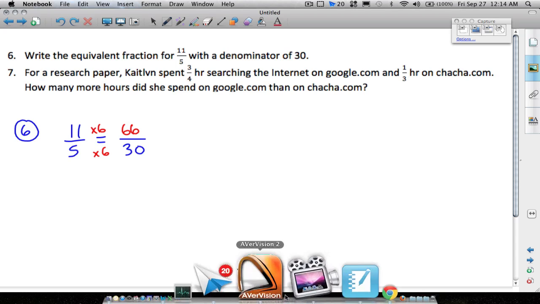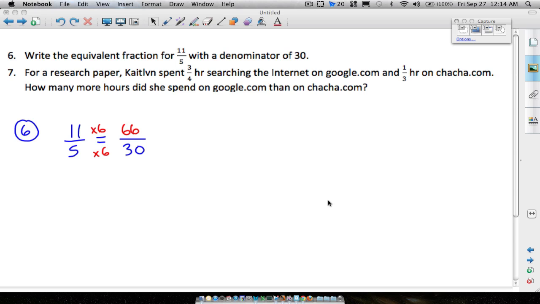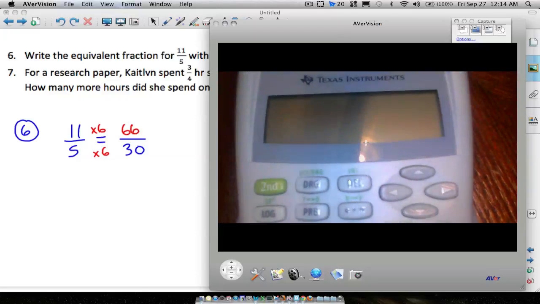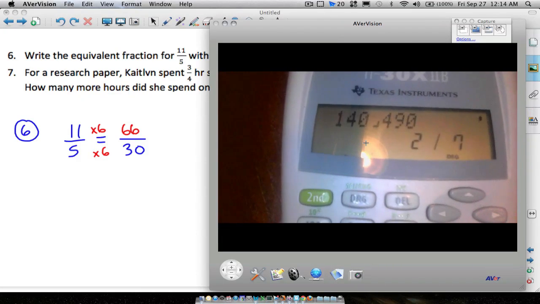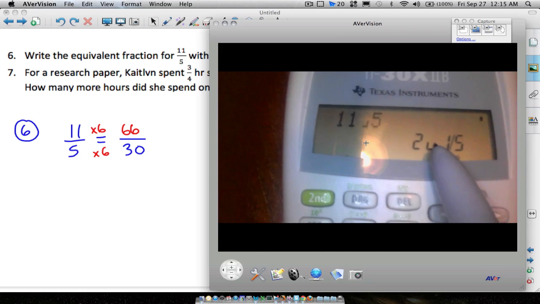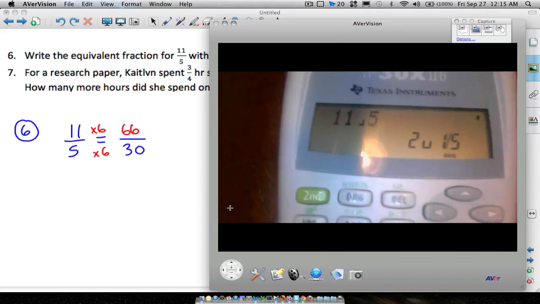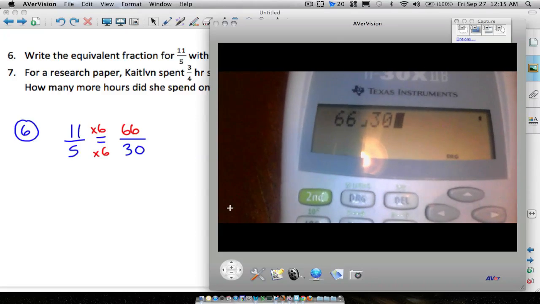And grab your calculator real quick. Let's check this while we have the time. Now if we did 11 ABC 5, it's going to convert that to a mixed number. That's just how this calculator likes to work if we use the ABC button, which is fine. Let's see if we still get 2 1/5 when we do 66 over 30. Yes, we do. Same exact thing.